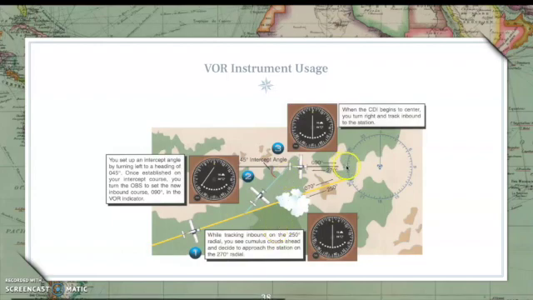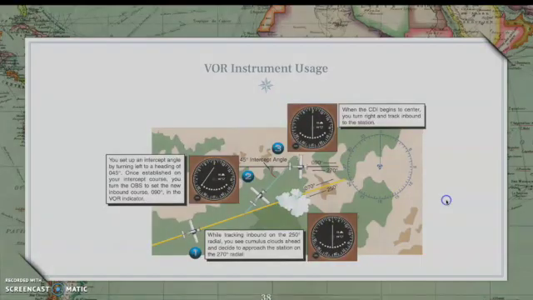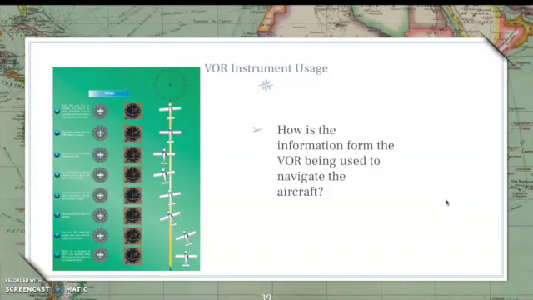So what this is showing you is that if we start here, okay, we are trying to get to our VOR, so we have to come across here and do a little bit of a change in order to get around that cloud cover. Okay, so now I'm going to ask you to look at the graphic to the left, and I want you to reflect on how the information from the VOR is being used to navigate the aircraft.